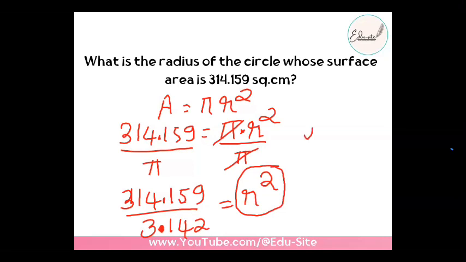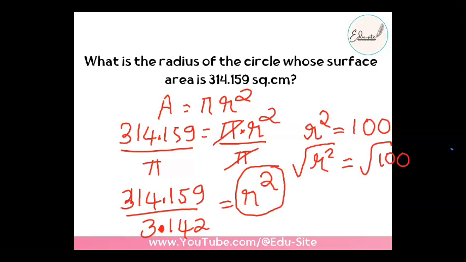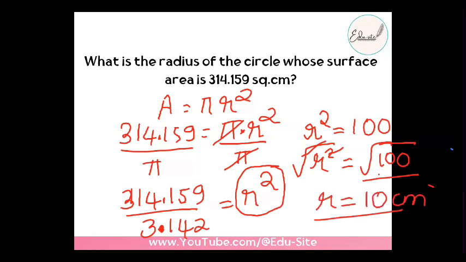It would be 100.05. So let it be 100, just the 100, okay? R squared is equal to 100. Now what is r equal to? What do you have to do? Square root on this side and square root on this side, correct? Correct, Aisha? Square and square root cancel out. It becomes root of 100. So r is equal to root of 100, which is nothing but 10 centimeters, right? So this is the answer.